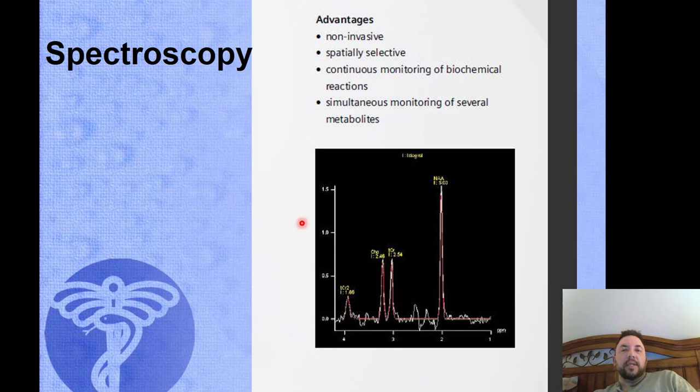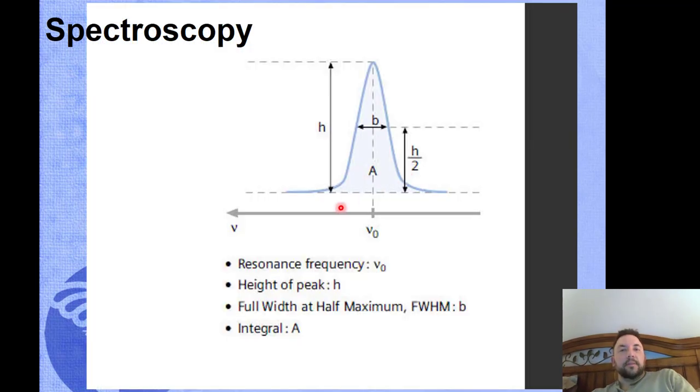Simply put, spectroscopy is a graph-like readout of chemicals, or what we're going to term metabolites, that are detected within a VOI, or a volume of interest. We set a particular three-dimensional box, and then we tell the system specifically, this is the area that I need you to image in. It's a non-invasive method. So this does not require contrast. It is spatially selective, and we're looking at biochemical reactions. We can look at several metabolites.